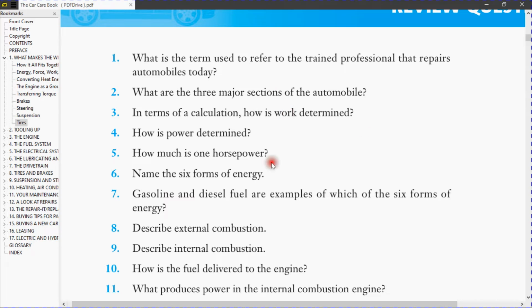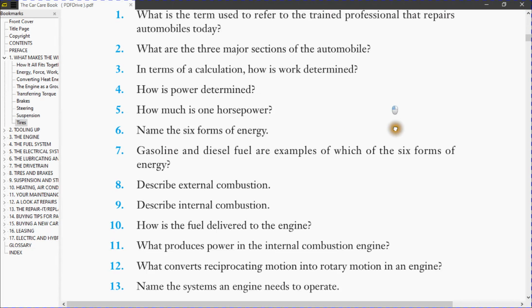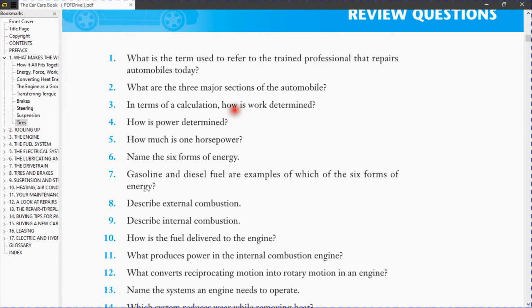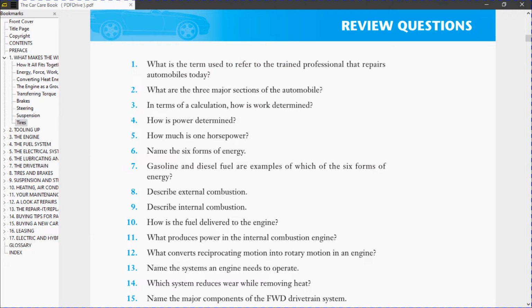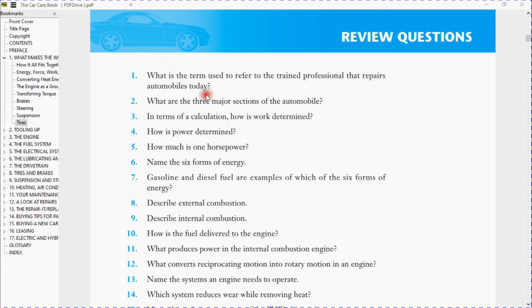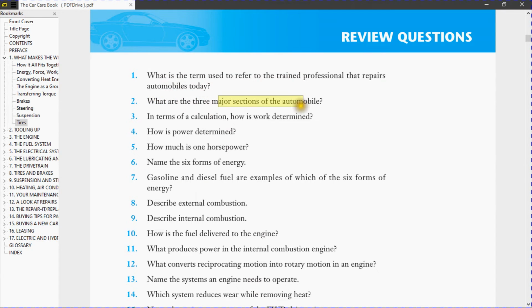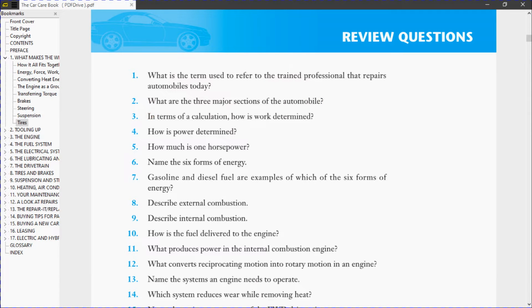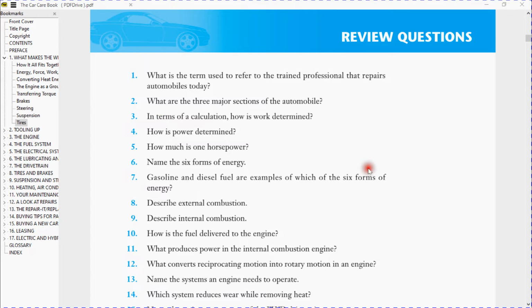Many questions can be asked, like, what if you watch this part 1, part 2. In part 3 we will talk about some questions. Okay, how much did you learn? What is the term used to refer to the trained professionals that repair automobiles today? If you remember, we call them technicians. So what are the three major sections of an automobile? Keep it in your mind and answer it.